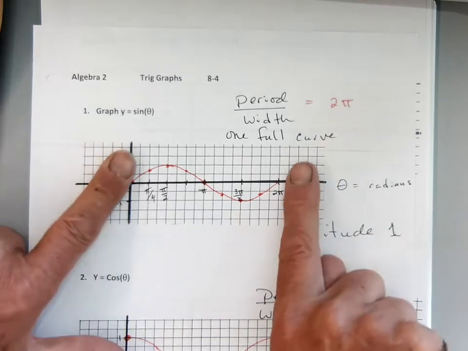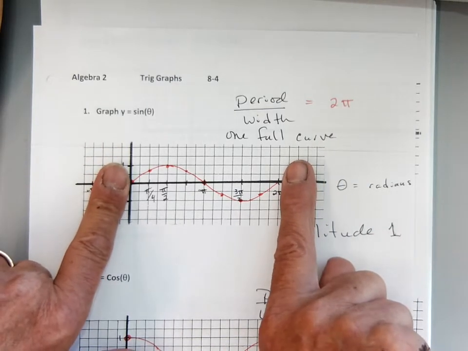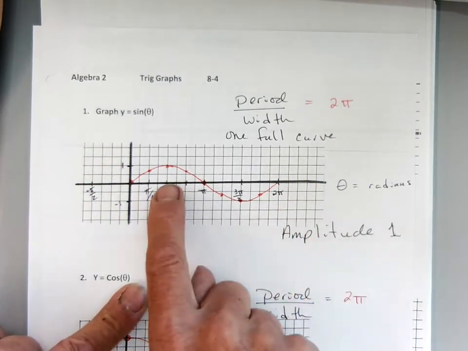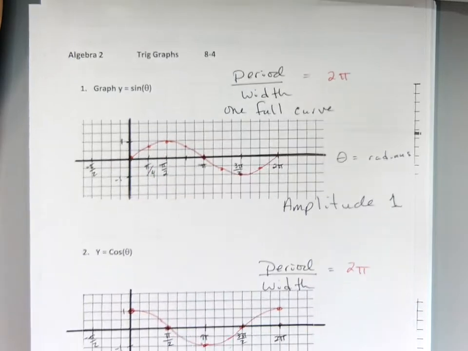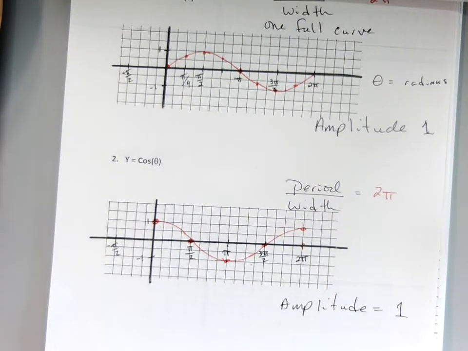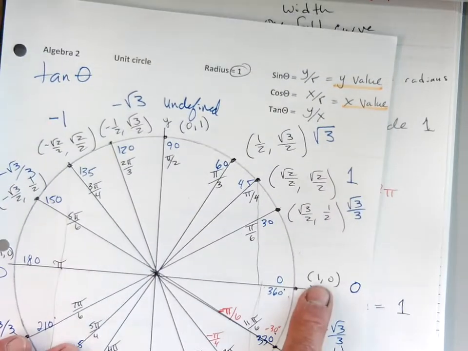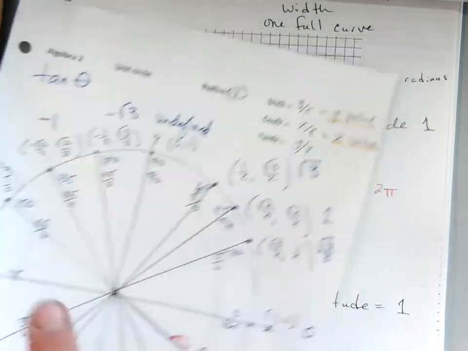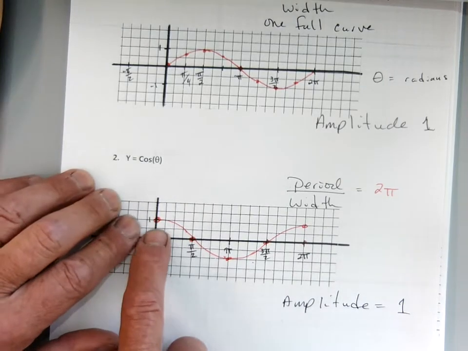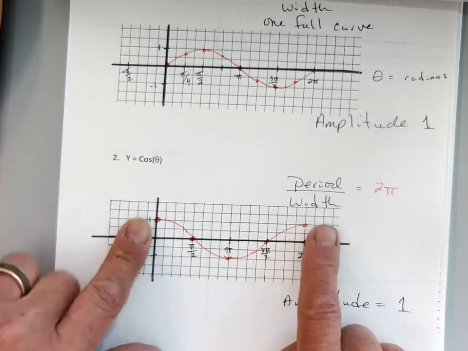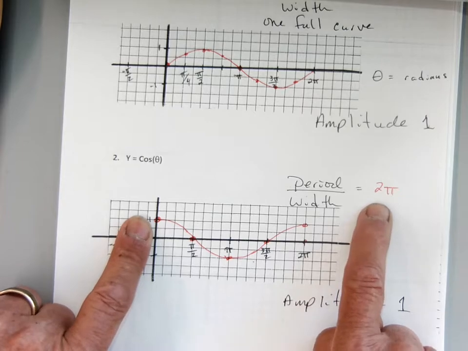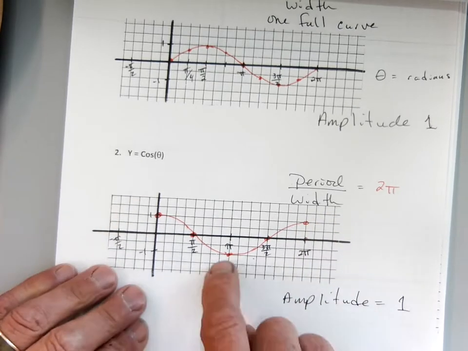The period is the width. The width is 2 pi. The amplitude is the height. It goes up to 1, down to 1, okay? Cosine curve, same shape except in a different spot. We took all the x values and graphed them along the unit circle, and we got this. This is the cosine curve. It has a period of 2 pi, that's the width, and also has an amplitude of 1.